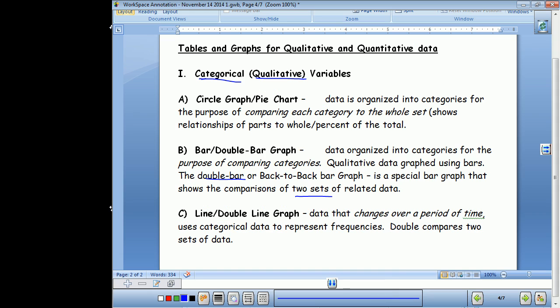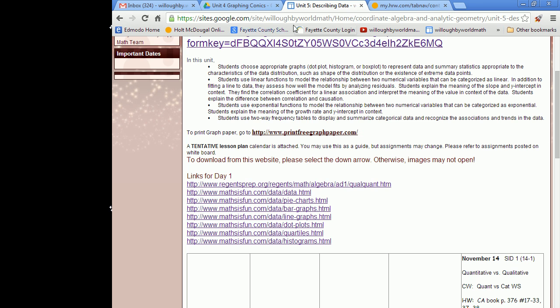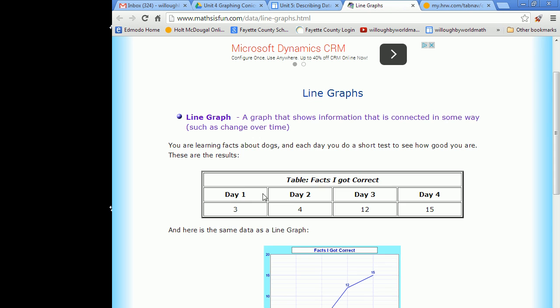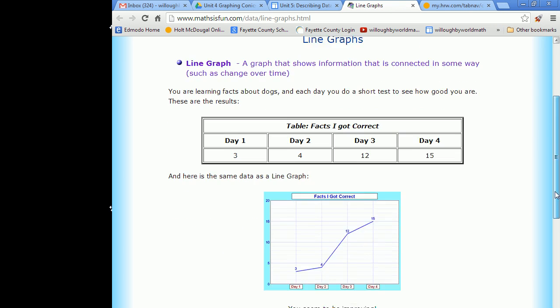Okay. So the next one after the bar graph is a line graph. And this is where we have data that changes over a period of time. So how it changes over time. Change over time. And if we had a double line graph, we're just comparing two sets of data. So let's take a look at what these look like. The line graph. Okay, so here's our time. Day 1, day 2, day 3, day 4. How did it change over time?